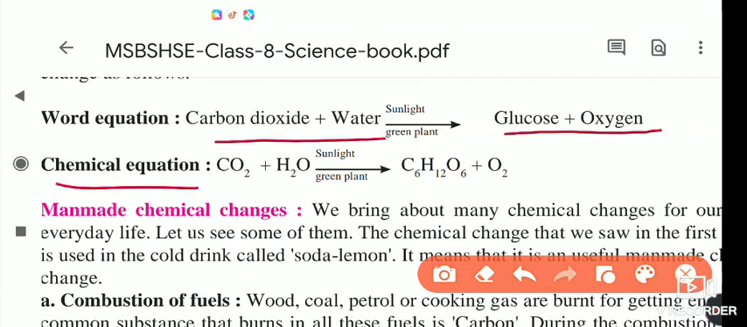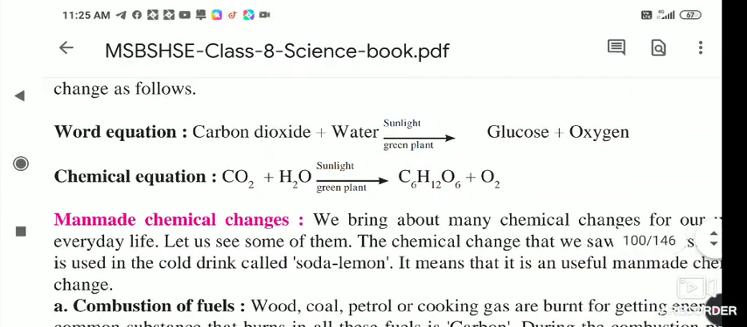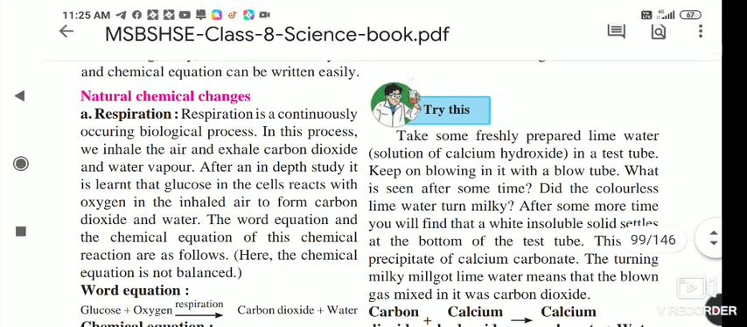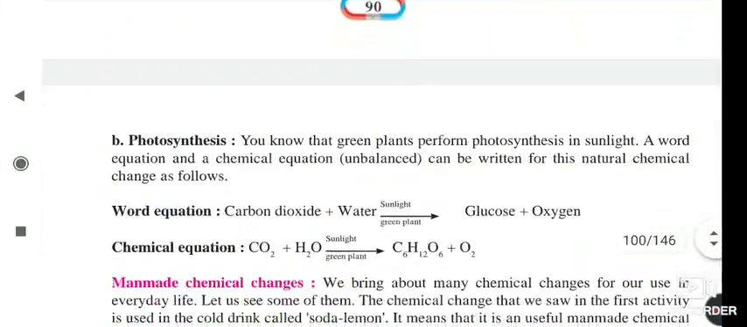Now how to write its chemical equation: CO2, that is carbon dioxide, plus water, H2O, with sunlight and chlorophyll above the arrow, forms glucose. What is the formula for glucose? C6H12O6, and oxygen gas, O2, is released from this photosynthesis reaction. So in this way we see some chemical reactions and word reactions. These are natural processes, respiration and photosynthesis.